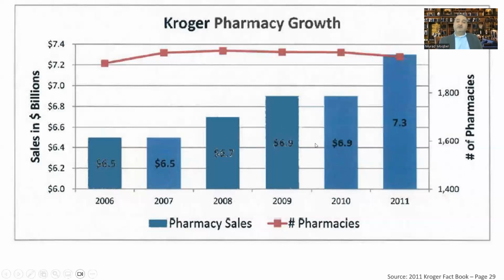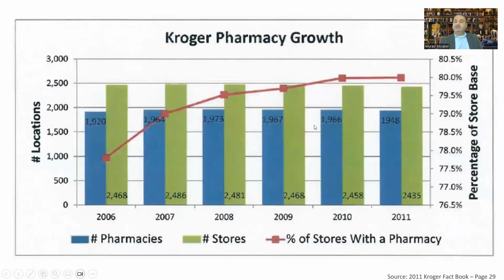So let's look at another graph here that was also published by Kroger. This graph is showing us in the blue bars the number of pharmacies, the green bars showing us the number of Kroger stores, and the red line is showing us the percentage of pharmacies in terms of stores, right? So the number of pharmacies divided by the number of stores. And you can see that there has been a growth in the number of pharmacies in comparison to stores.